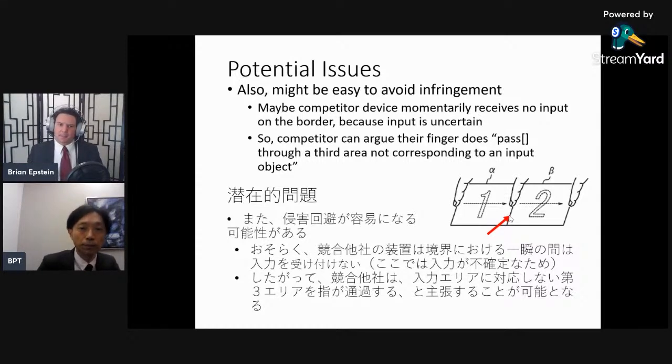Okay, fine. But now the competitor can argue their finger does pass through an area not corresponding to an input object, right? This area no longer corresponds to an input object. So it's the third area, and in their invention, they pass through it, and so they don't infringe. This is a big risk for applicants when they use negative limitations, right? The competitors have a map to figure out how to avoid infringing the patent.